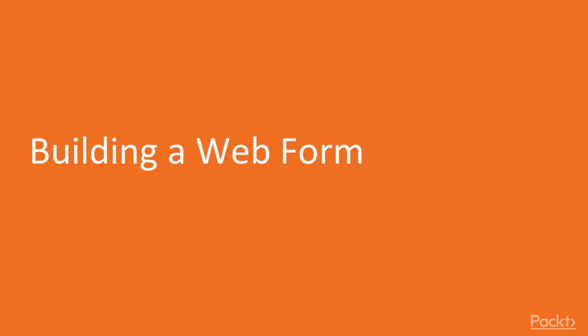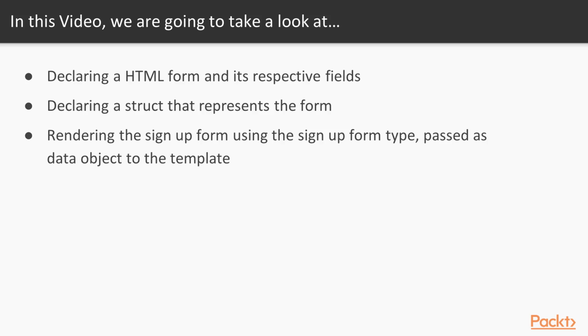In this video, we are going to learn how to build a web form using Go. We'll show you how to declare an HTML form and its respective form fields. And we'll show you how to declare a struct that represents the form and how to pre-fill form fields and display errors. And finally, we will show you how to render the signup form using the signup form type as a data object that's passed into the template.